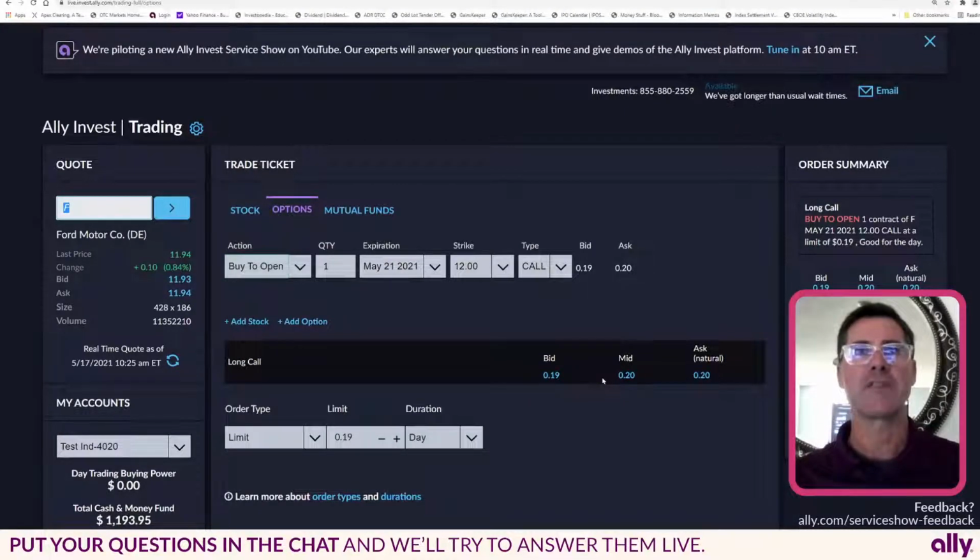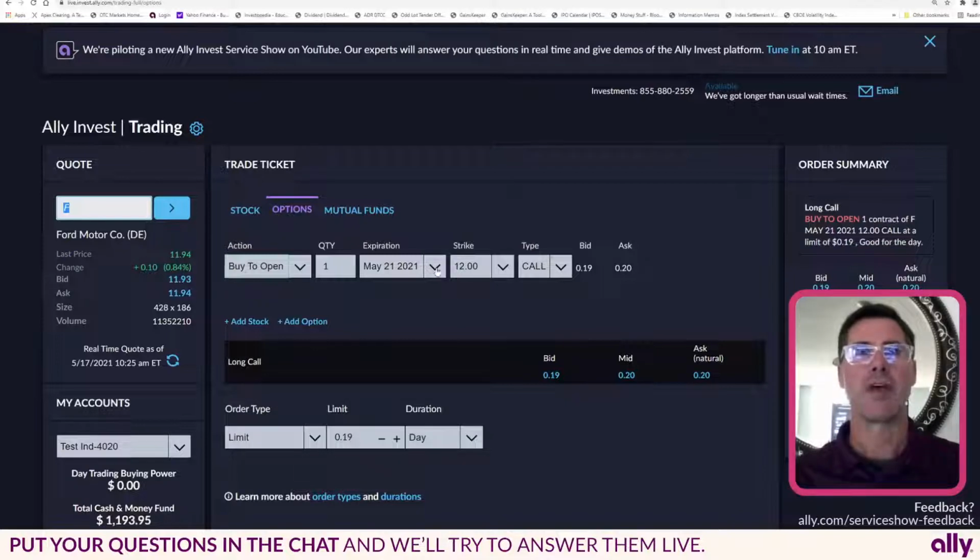It's defaulting here to what's called the near-term expiry, which is the Ford option that's expiring this week as close as possible to the money. So you'll notice this is a $12 strike. Ford is at $11.98 right now. But let me show you how to find additional expirations and also different prices.